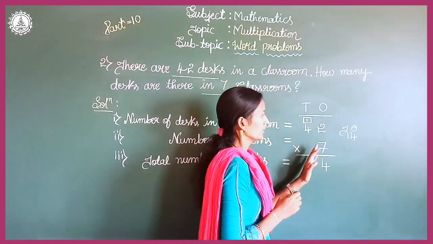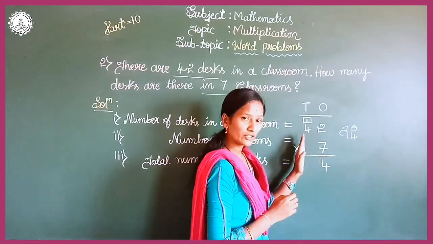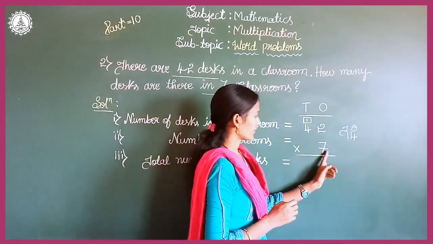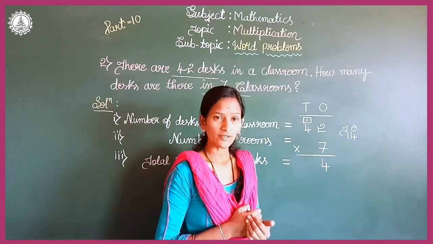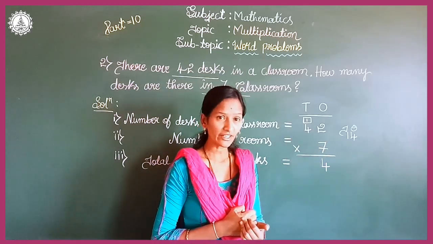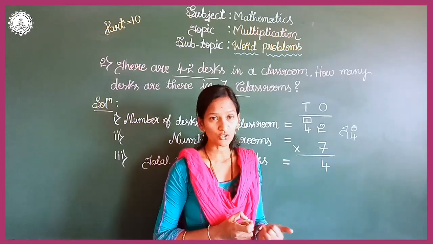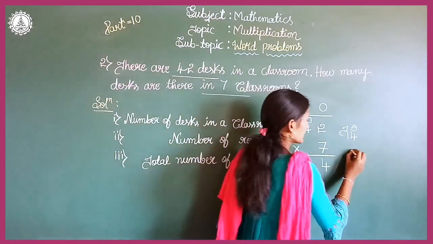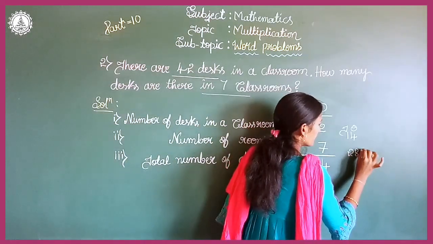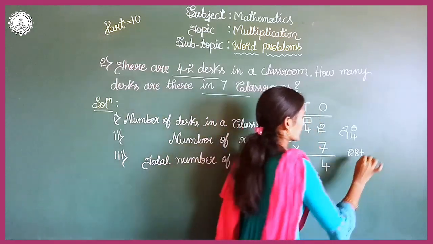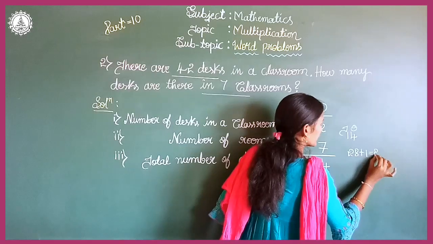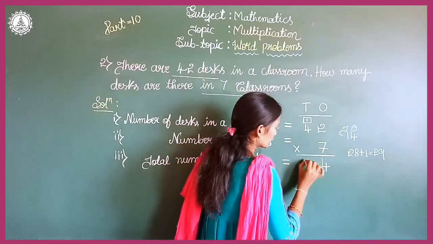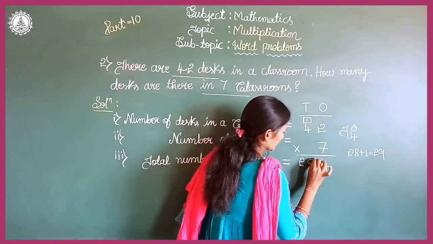So we finished ones, now come to the tens column. 7 into 4. 7 fours are equals to what? Yes, in the table of 7, 7 fours are equals to 28. 28 plus this 1. 28 plus 1, it is 29. So write down this 29 here.